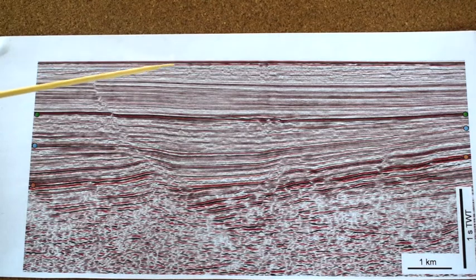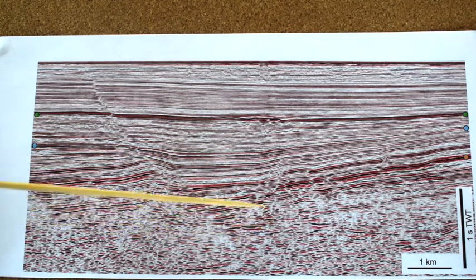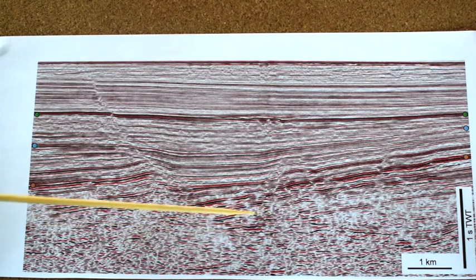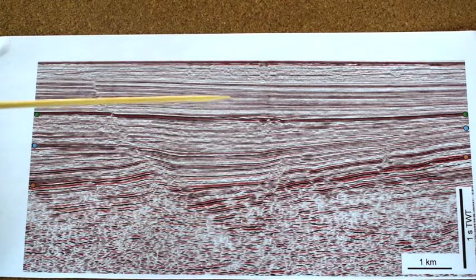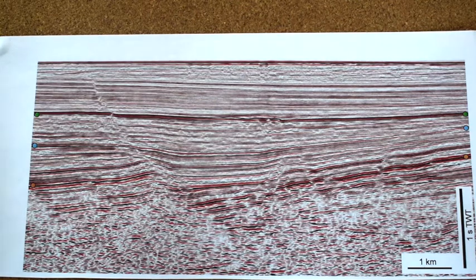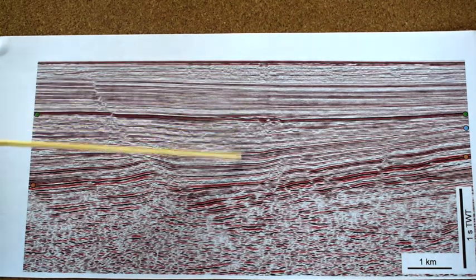All this upper part of the profile shows very closely spaced, very fine reflectors. In other words, they're high frequency. As we come down in the profile, we can see that the frequency decreases, so that the resolution down here in the deeper part of the section is significantly reduced compared to that in the shallow. This loss of frequency content from shallow down the section is typical of seismic data.